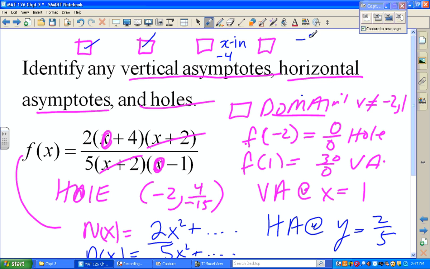Yeah, -8/5, right? That would be the y-intercept. Is it negative? Okay, -8/5. Oh, because I look at the numerator and I see what makes it equal 0. Well, -4, if I put in for that x, will make the top equal 0. Okay?